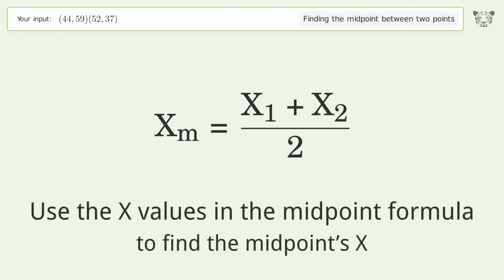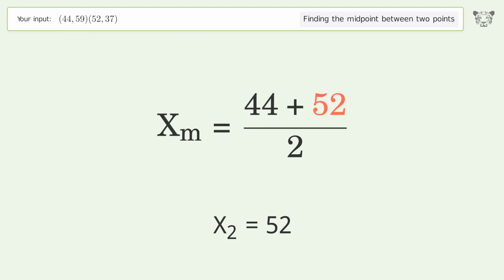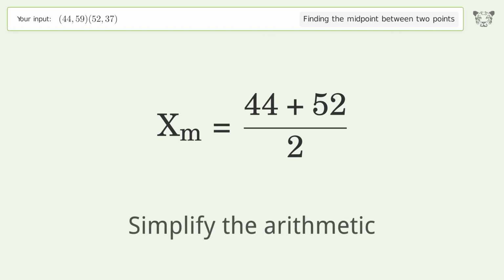Use the x values in the midpoint formula to find the midpoint's x. x1 equals 44. x2 equals 52. Simplify the arithmetic.